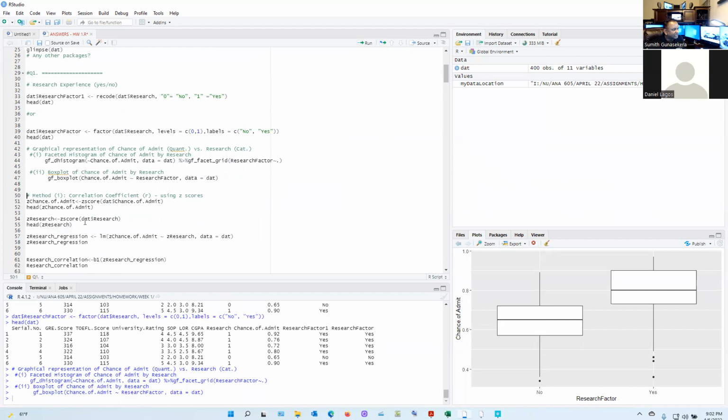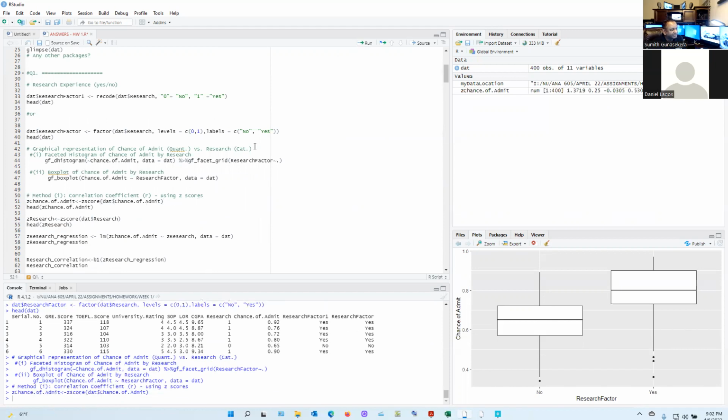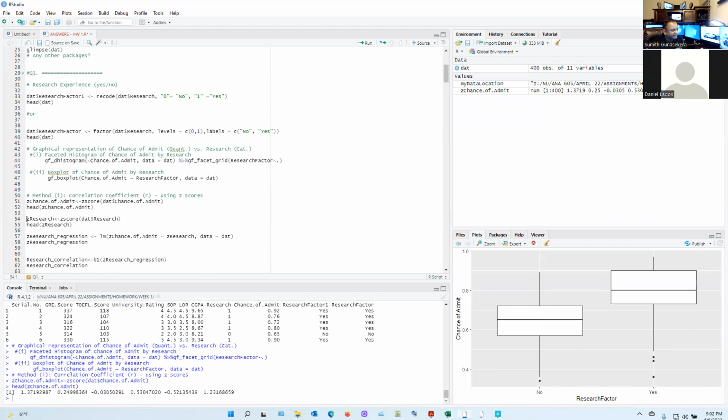Method one, correlation coefficient using z-scores. So I'm going to get that, go to data, go to the chance of admit. I'm going to convert this one to z. I'm going to call that one z chance of admit. And I'm going to look into a few of those. See, these are the chance of admit entries when that particular variable has been standardized. These are the entries now. Pretty much in similar fashion, I'm going to do the same for the research as well.